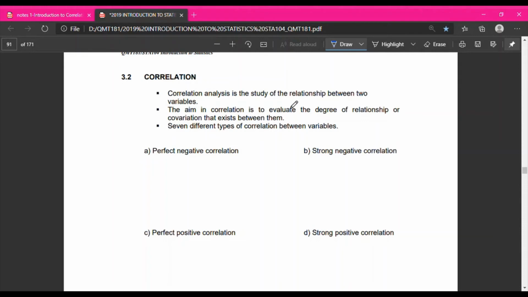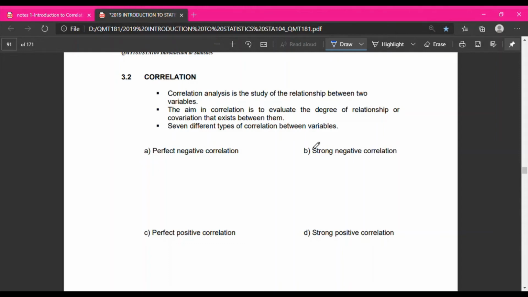Correlation analysis is the study of the relationship between the two variables. The aim in correlation is to evaluate the degree of relationship or covariation that exists between them. Kita nak tahu whether the relationship is positive or negative, and the strength, whether it is strong or weak correlation between the two variables. So there are 7 different types of correlation between the variables. So means that kat sini kita boleh tengok correlation using the scatter diagram kan.